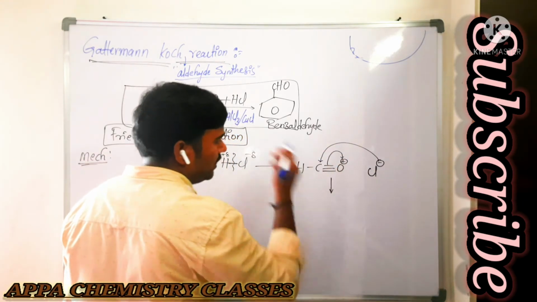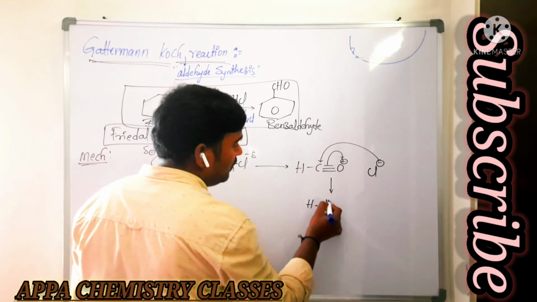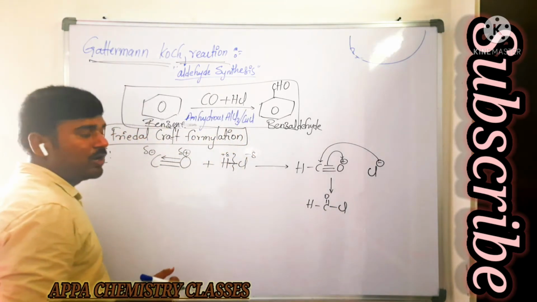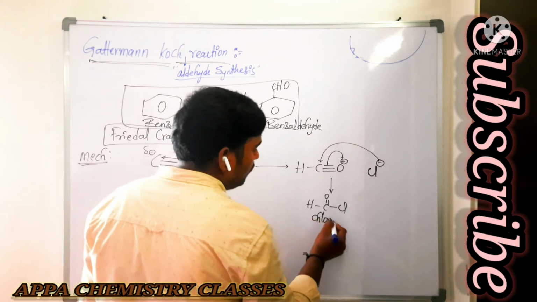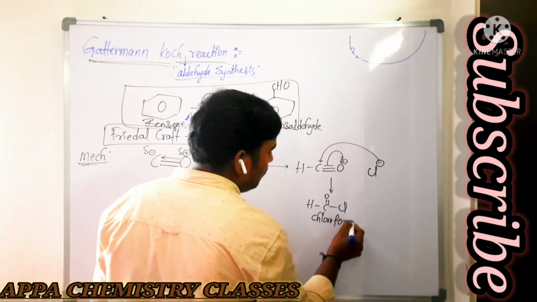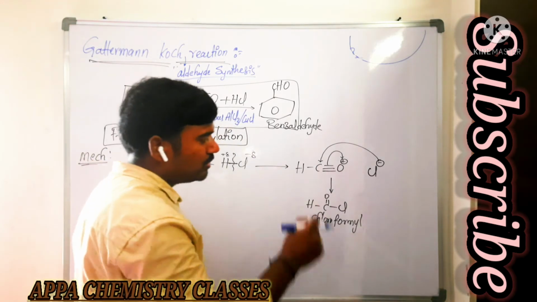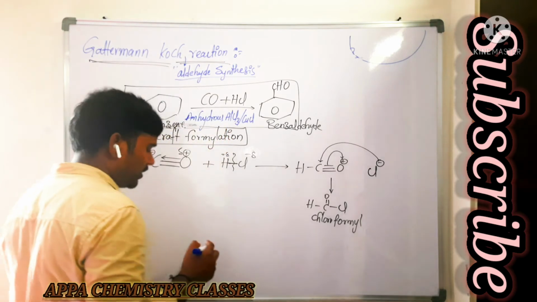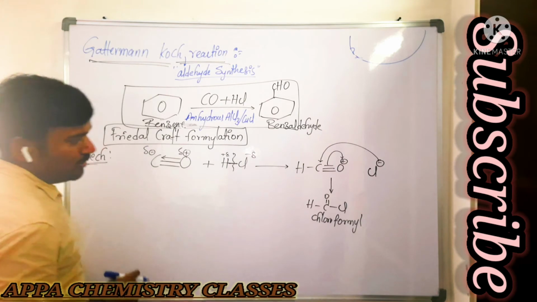Then we are going to get the formyl chloride. So C double bond O Cl. Okay? Chloroformyl we are getting. What is it? Chloroformyl. Or else its IUPAC name is methanoyl chloride. Okay? So that is chloroformyl we got.